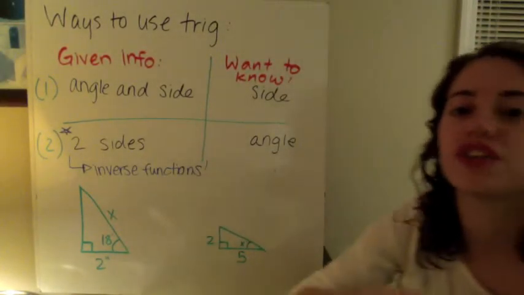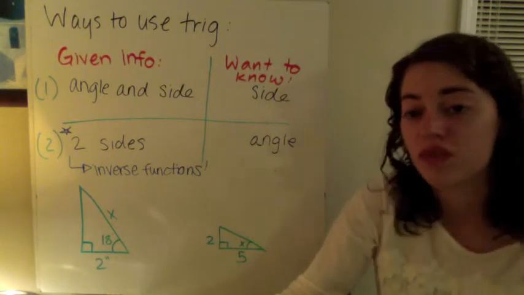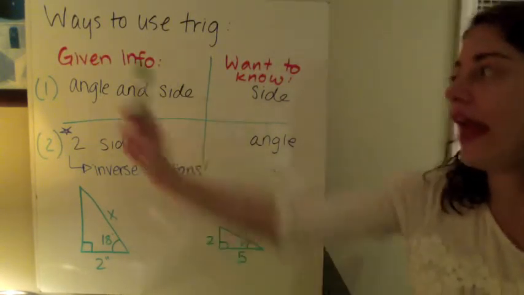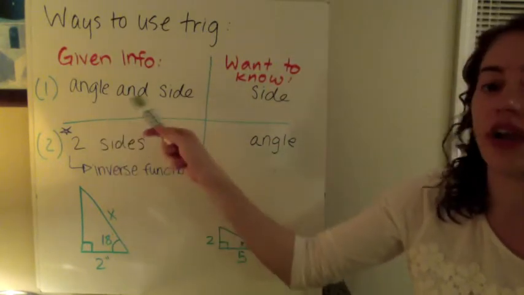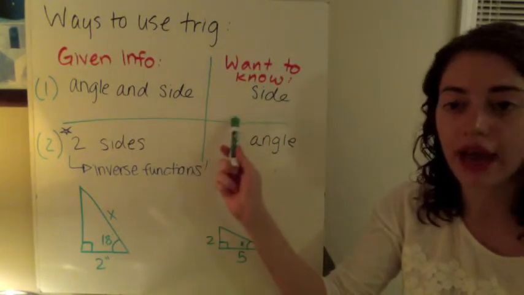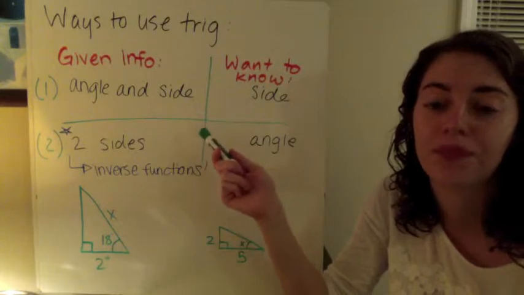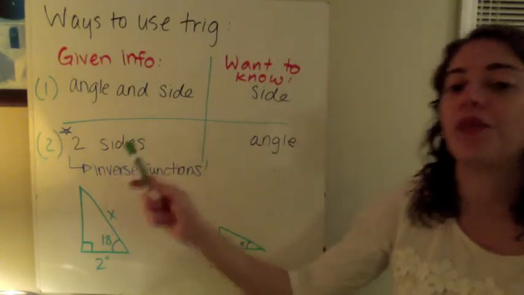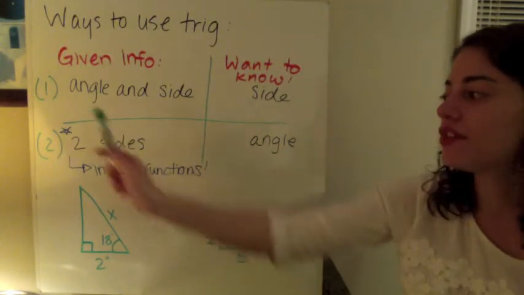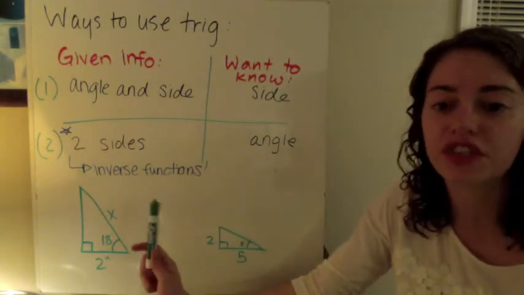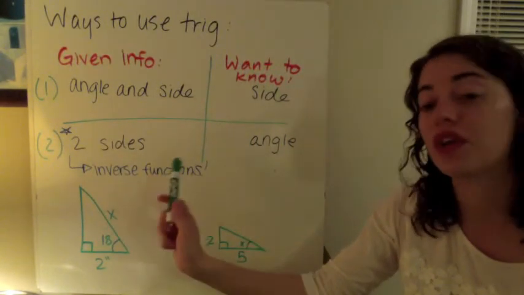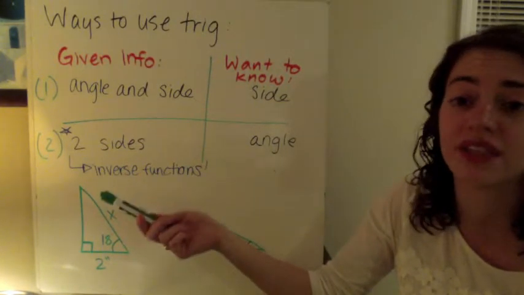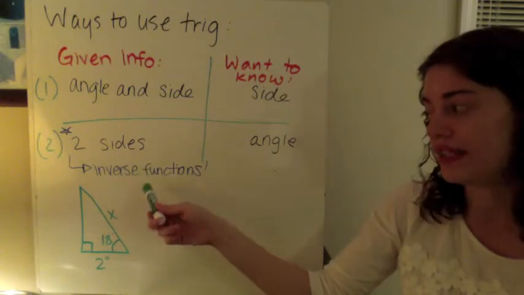There are a few different ways to use trig, and a few reasons why we would want to use trig. You might be given an angle and a side of a triangle, and you will want to know a side. You can use trig to do that. You might be given two sides of a triangle, and you might want to know the angle. I have a star here and an arrow towards inverse functions, because these ones are a little bit different than the ones we saw before, only in terms of what we plug into the calculator. I'll show you that in a second.